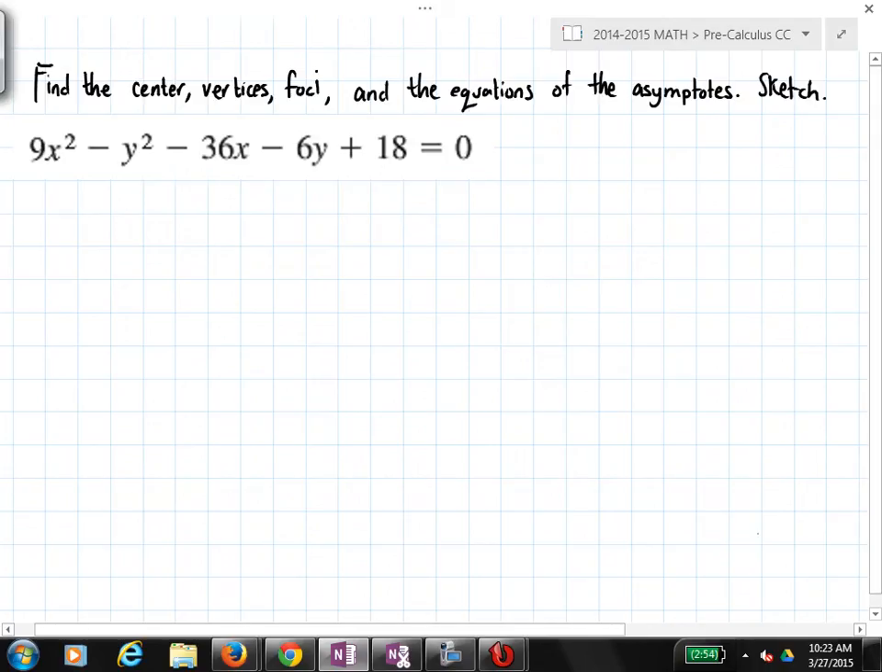Example here. Same thing, like I was mentioning, find the center, vertices, foci, and the equations of the asymptotes. That's the only kind of extension that we're going to do for this problem. We have to understand that this is a hyperbola, and when we look at the coefficients, it's similar to the ellipse. The x and the y are squared, but different signs for the coefficients.